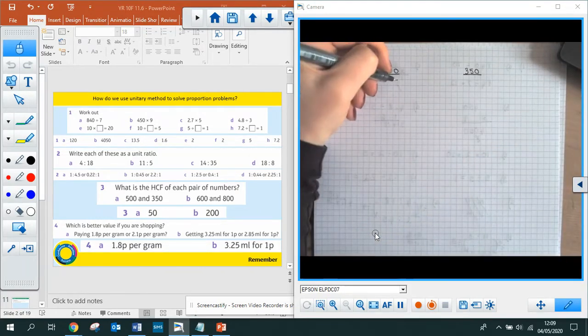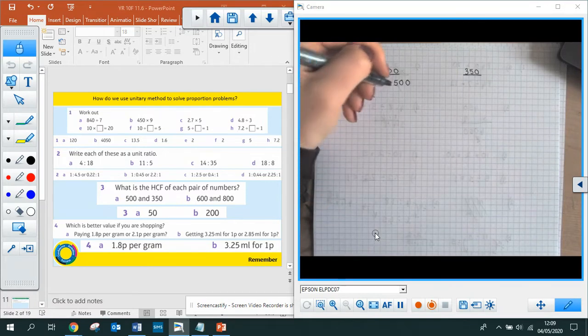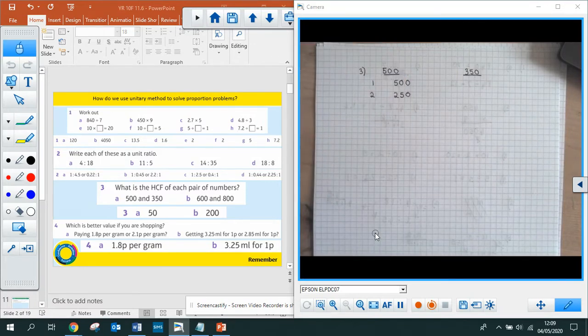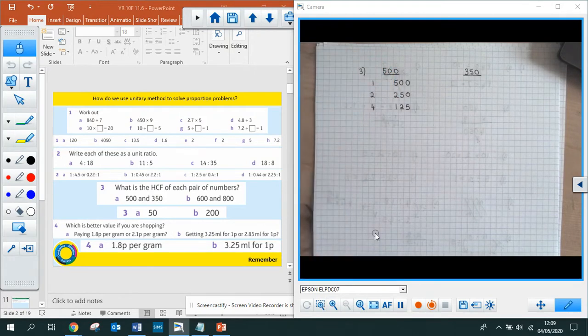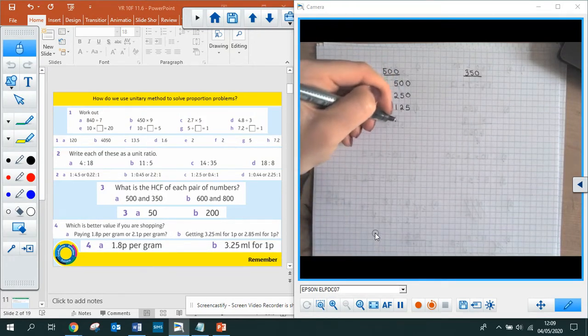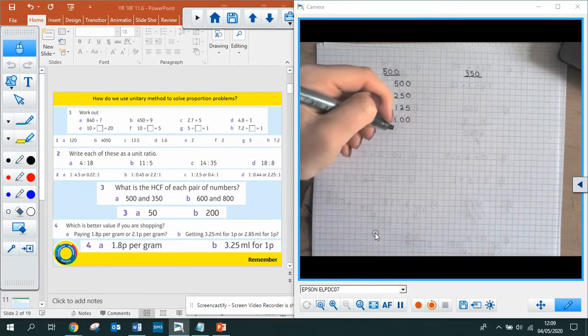So we know we've got 1 and 500. We've got 2 and 250. 3 is not a factor. 4 is a factor. 4 and 125 are factors. 5 is a factor. 5 and 100. 6 is not a factor. 7 is not a factor. 8 isn't a factor. 9 isn't a factor. 10 is a factor. 10 and 50.